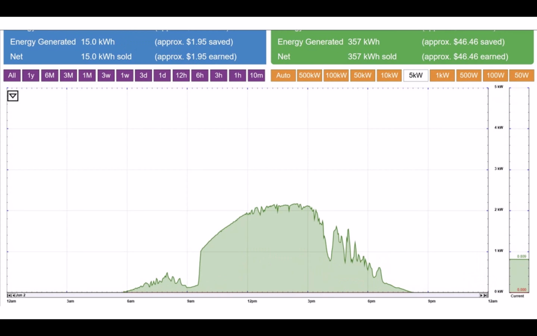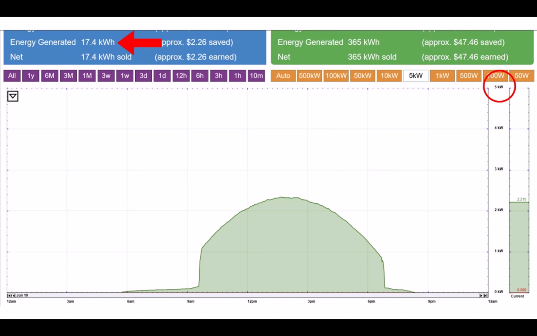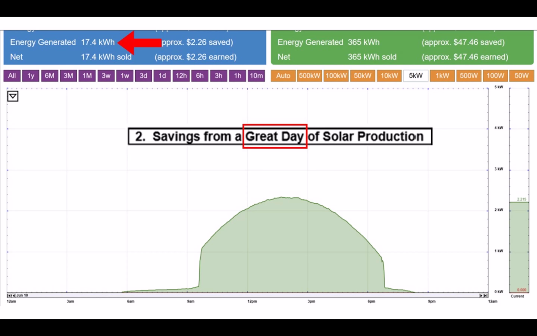Right away we can see the energy production is higher, 15 kWh. Advance to the next day. June 3rd is obviously lower. Advance again and again through the whole month of June to find the day of highest energy production. Here's my best day of June, a day of cloudless skies that generated 17.4 kWh of electrical energy. For this exercise, then, we'd select June 10 as our great day of solar production.